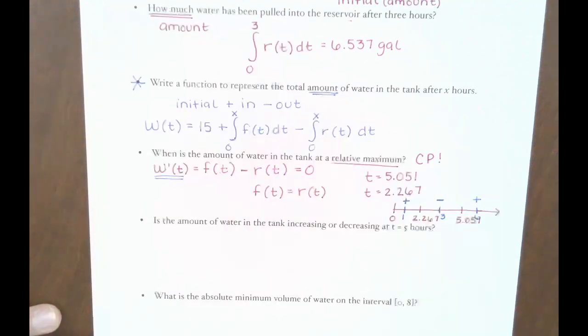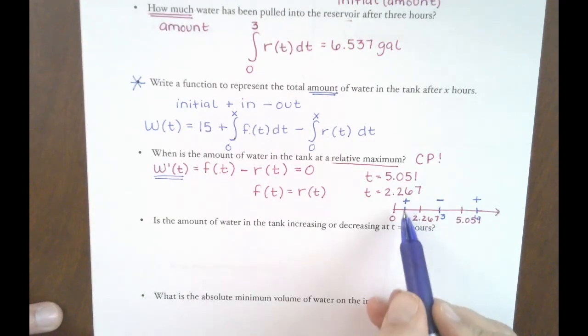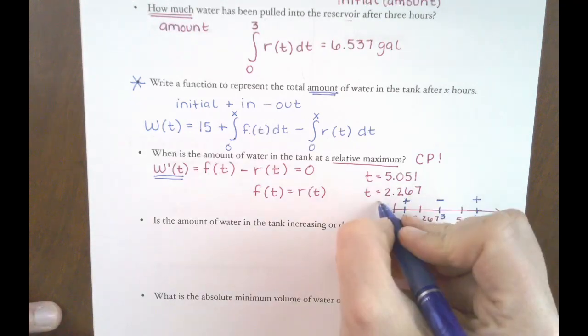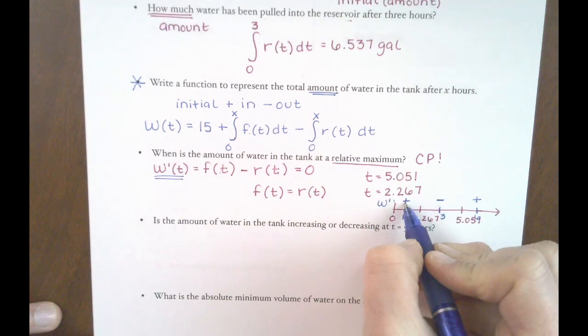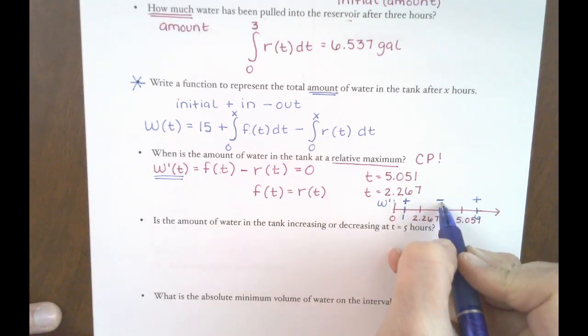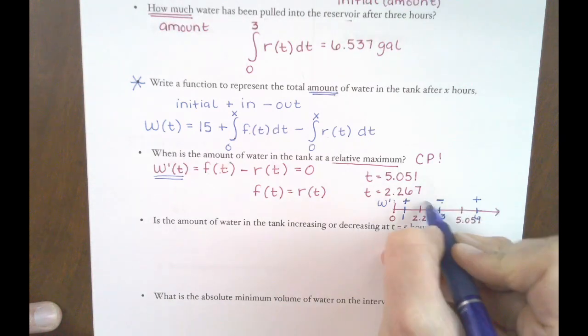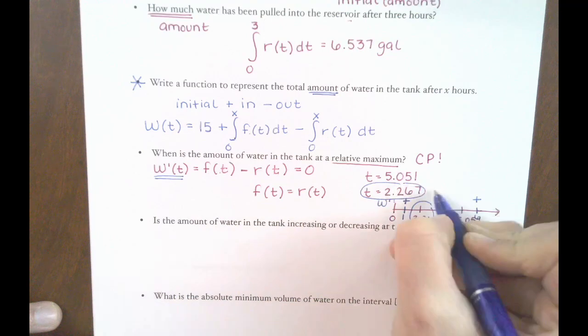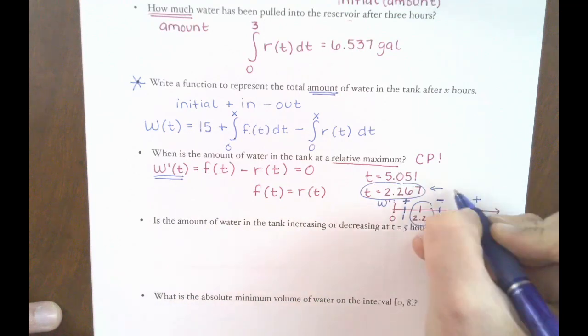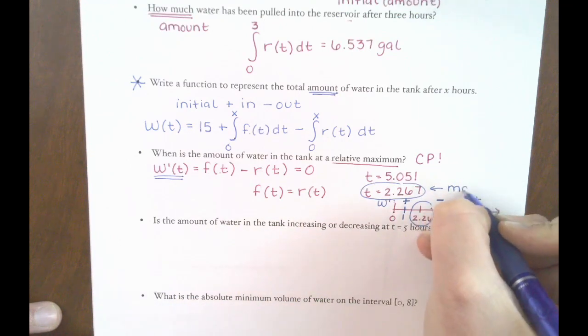Okay, so I've got my number line. The question is, where do I have a maximum? Well, this is my derivative that we're talking about. My derivative is positive, so my function would be increasing. Here my derivative is negative, so my function would be decreasing. So I would say this value right here is my relative maximum.